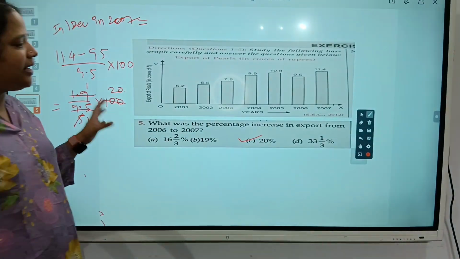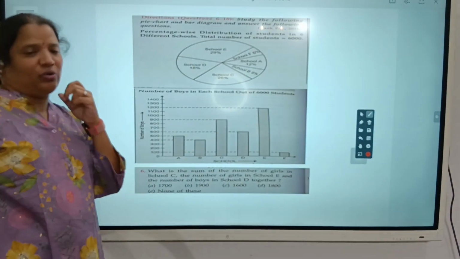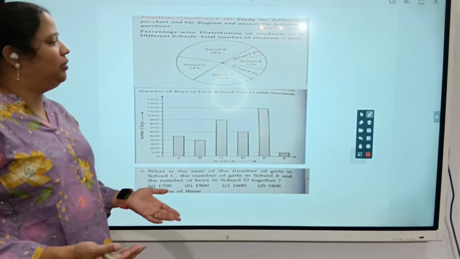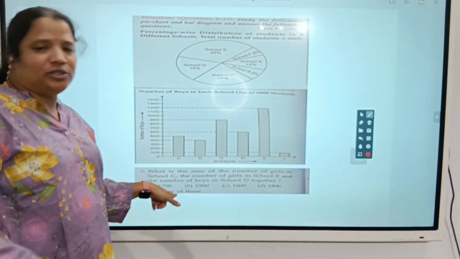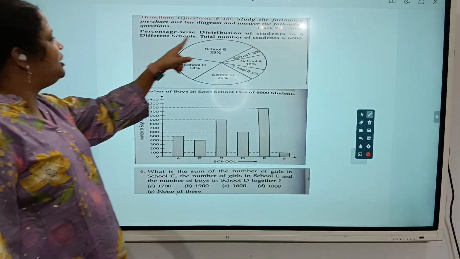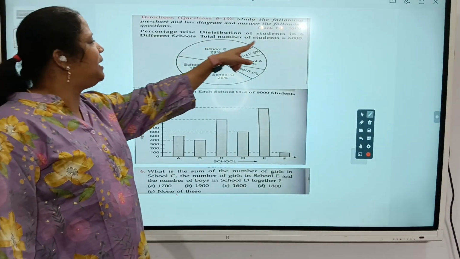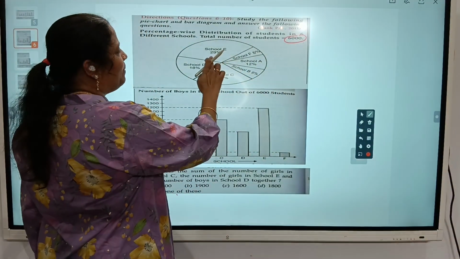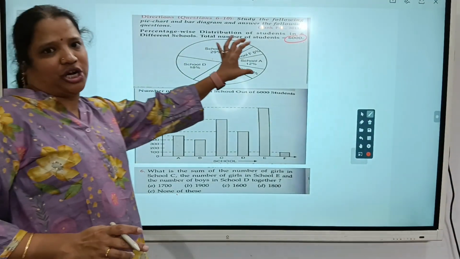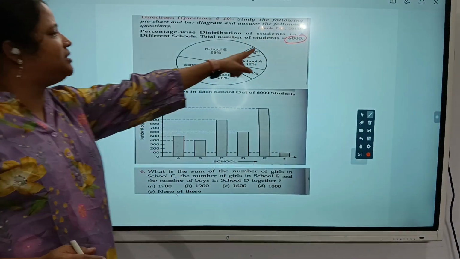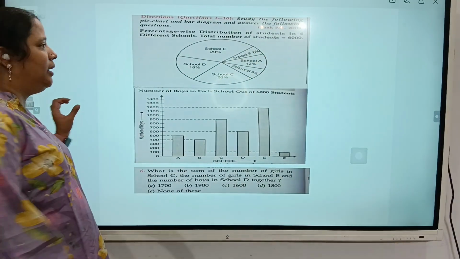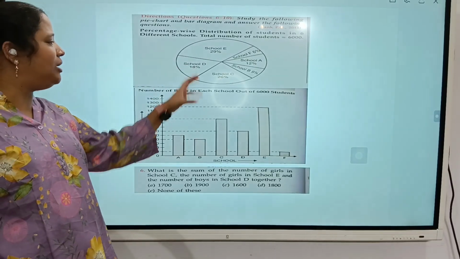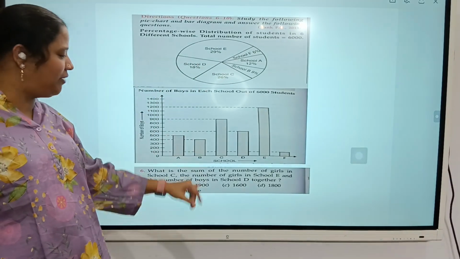Okay, now we will move to the other graph. This graph is very different. Based on 2 graphs, you have to take the values and use them to solve the questions. The distribution of students in 6 different schools, the total number of students is 6,000. The number of students in each school is represented by a pie chart. We have to analyze the values from both graphs and solve the questions.